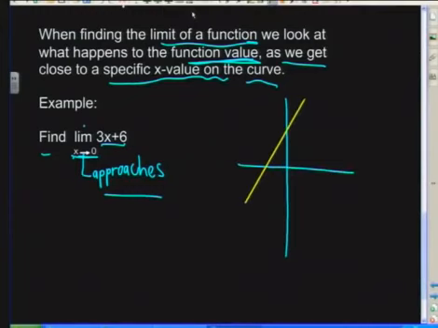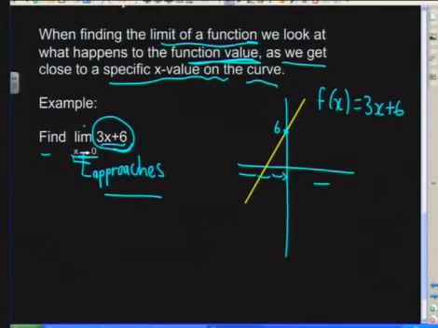And we've got a straight line graph. 3x plus 6 is a straight line. So this is f of x is equal to 3x plus 6. And the y-intercept of this graph is 6. Okay, so when we're asking you to find the limit as x approaches 0 of the function 3x plus 6, we're asking you to see what happens to the y values as x gets closer and closer to 0, both from the right-hand side and from the left-hand side.